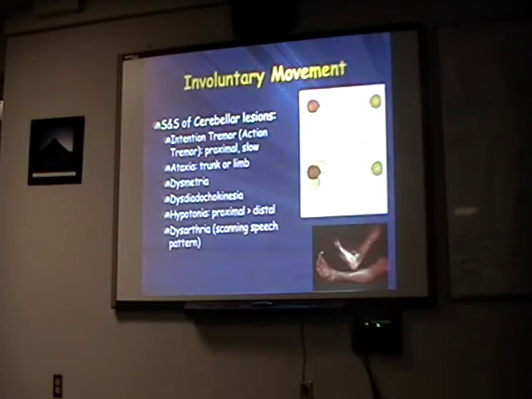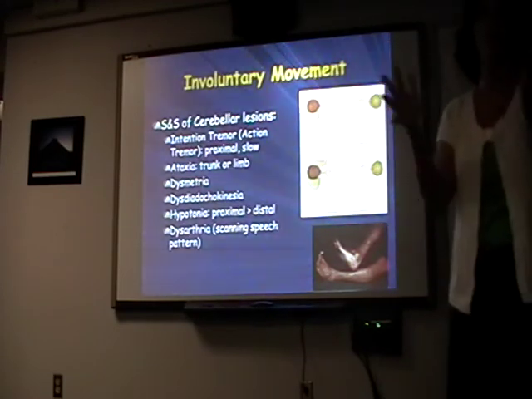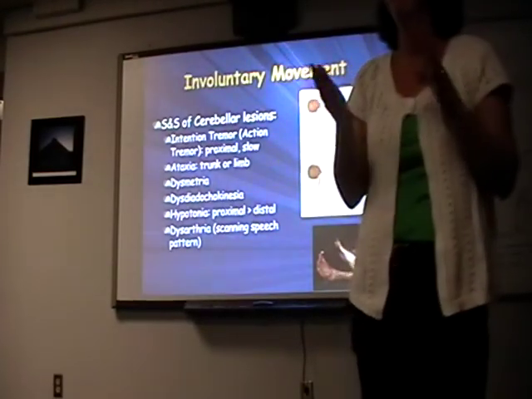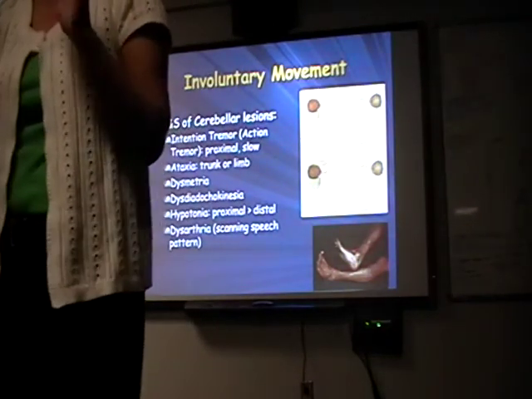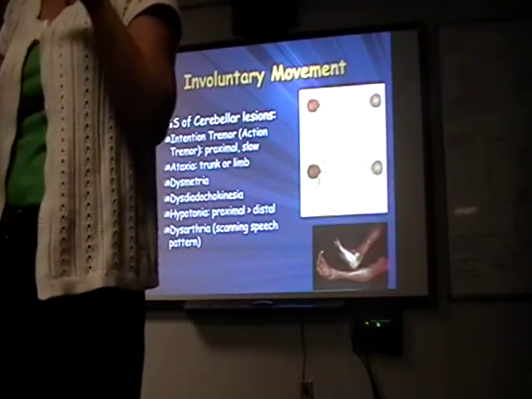Dysdiadochokinesia, what's that? That's rapid alternating movement, being able to coordinate that. So you can do that with pronation, supination. You could do that with alternating toe tapping, alternating marching.